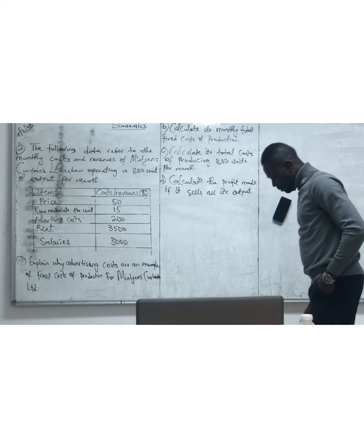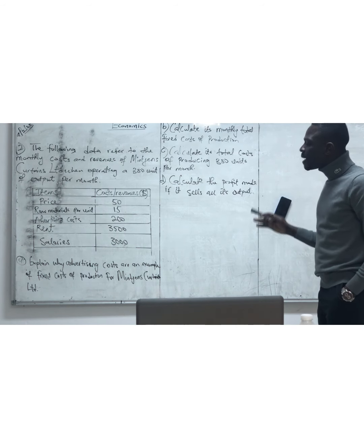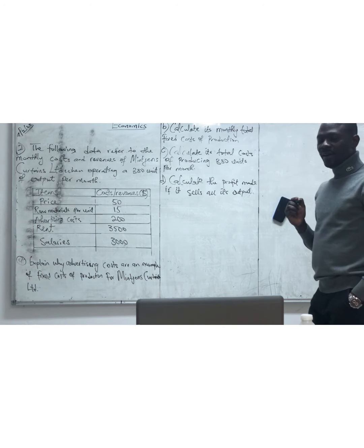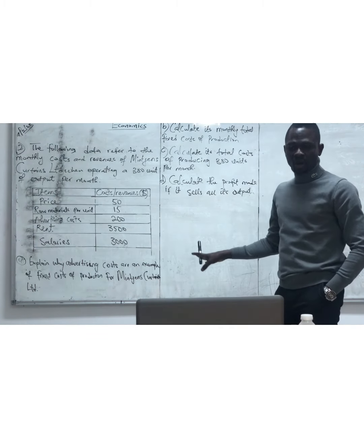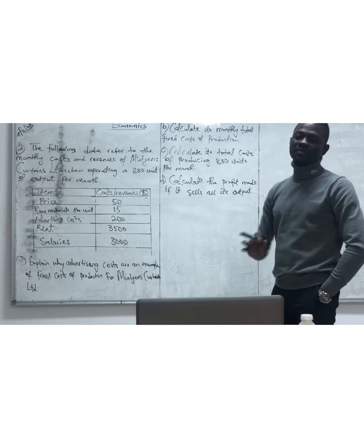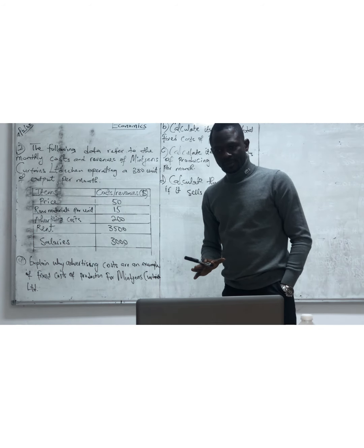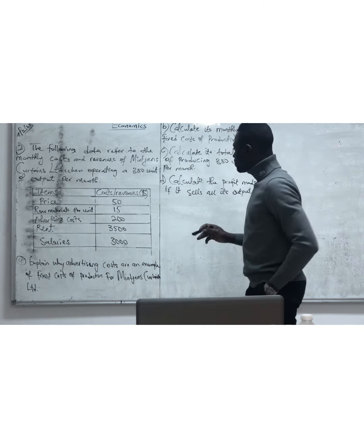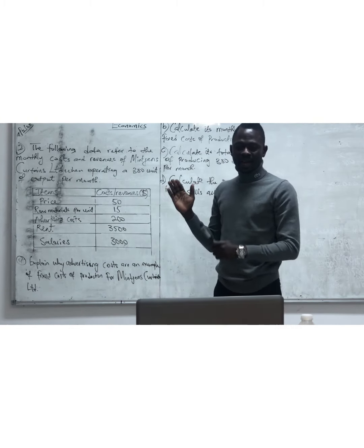Right, so the first question says, explain why advertising costs are an example of fixed cost of production for Mid-jets Contents. Why is advertising cost an example of a fixed cost for Mid-jets? It means that Mid-jets would always pay for advertisement. It has taken it as a priority. Do you understand? It means for each month that passes by, Mid-jets has placed $200 on standby for advertisement.